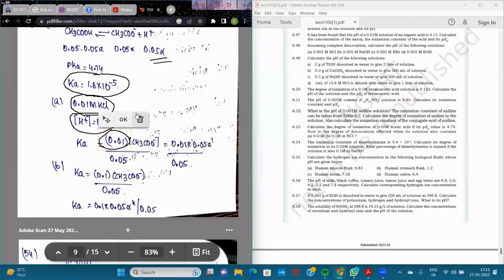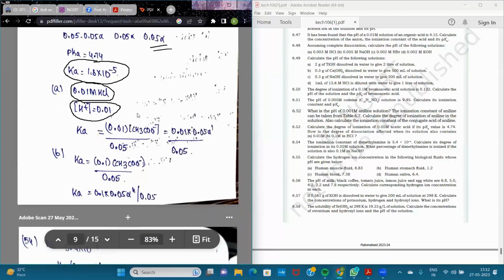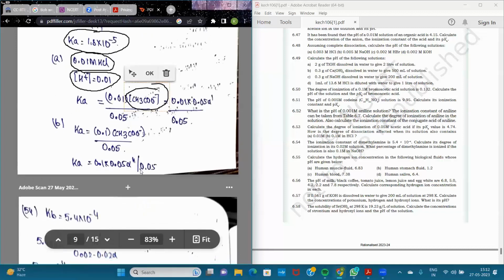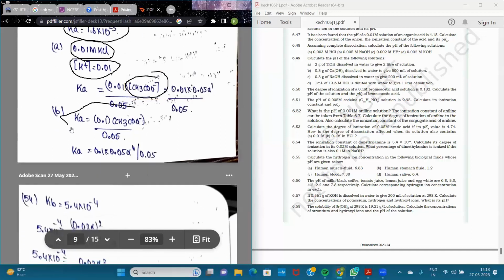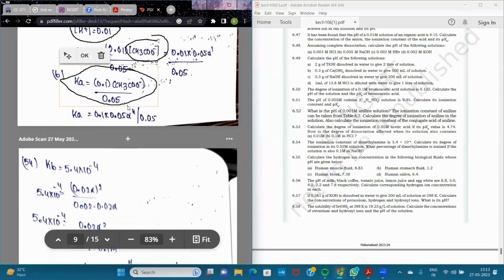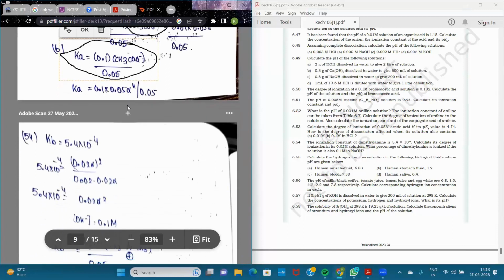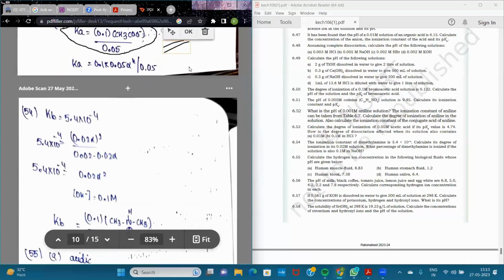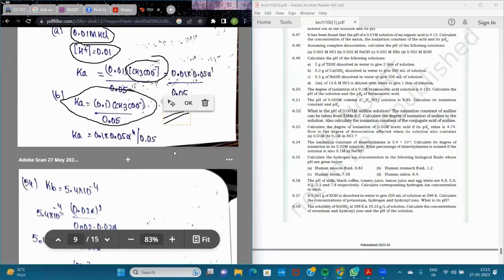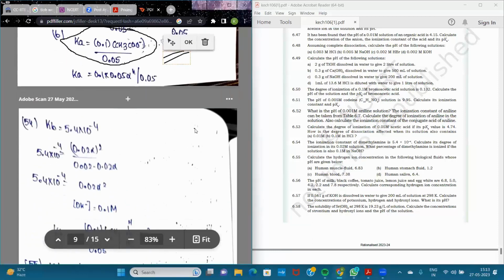Alpha is small, so we'll neglect that. Here, concentration of acetic acid is 0.05. From this, we can find the new degree of dissociation of acetic acid. And in B part, the concentration of HCl is varied to 0.1 molar. If we substitute those values, we can get to know the new degree of ionization of acetic acid.